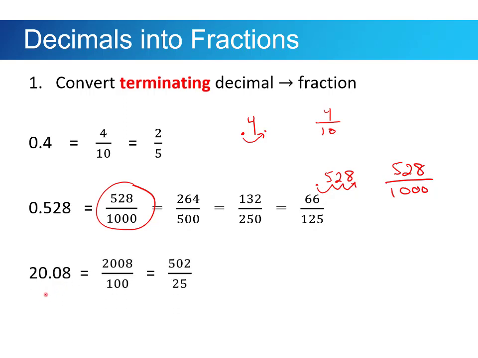20.08. You see I need to move 2 places to the right. So this becomes 2008 divided by 100. Since I'm moving 2 places, I divide by 1 with 2 zeros. And that reduces to 502 divided by 25.